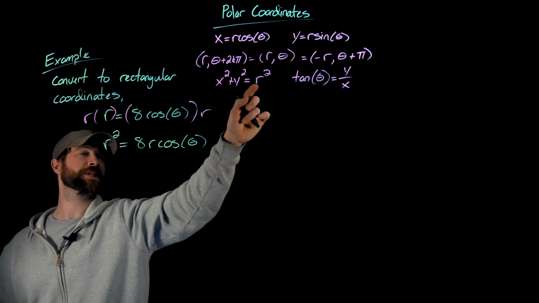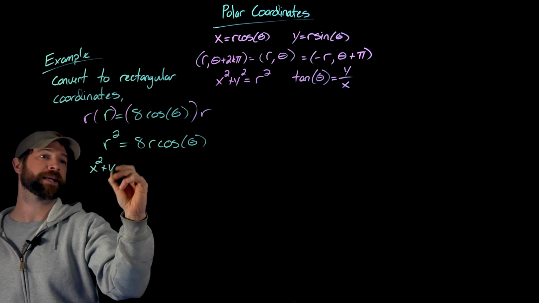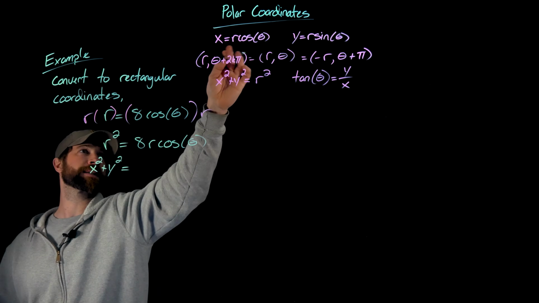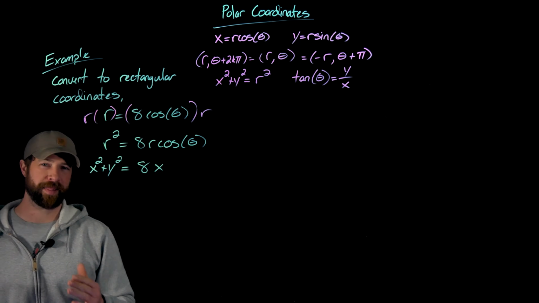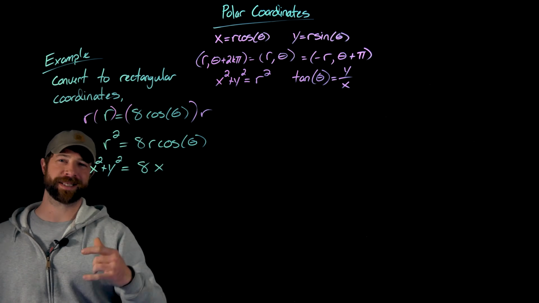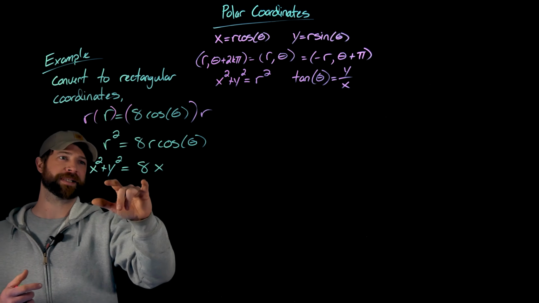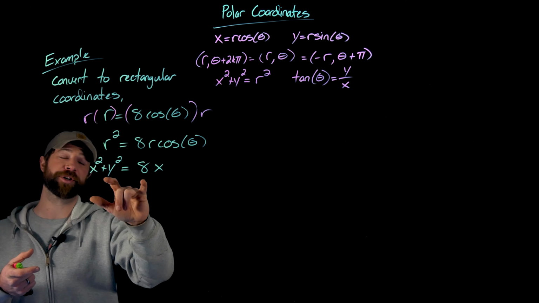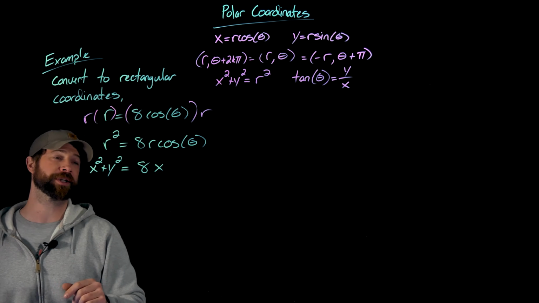I can replace r squared with the x squared plus y squared right here. So I get x squared plus y squared on the left-hand side here. And then r cosine theta is the same thing as x, so this just becomes 8x. And then actually there we have converted this into rectangular coordinates. But the real power of doing this is to figure out what shape you have, or what is the figure you have in the rectangular coordinate plane to describe our original equation right here.